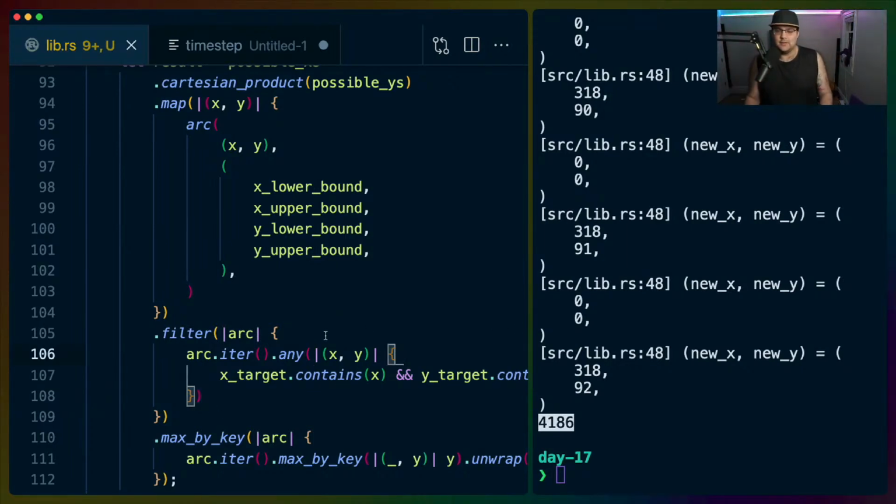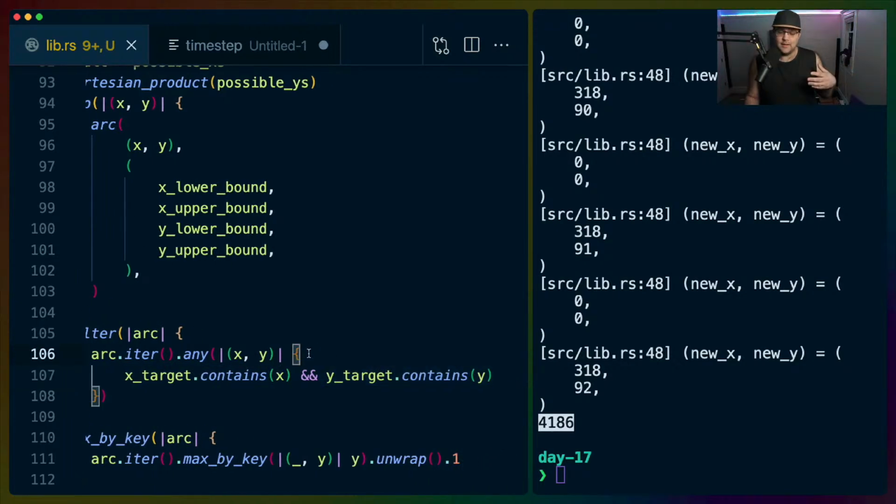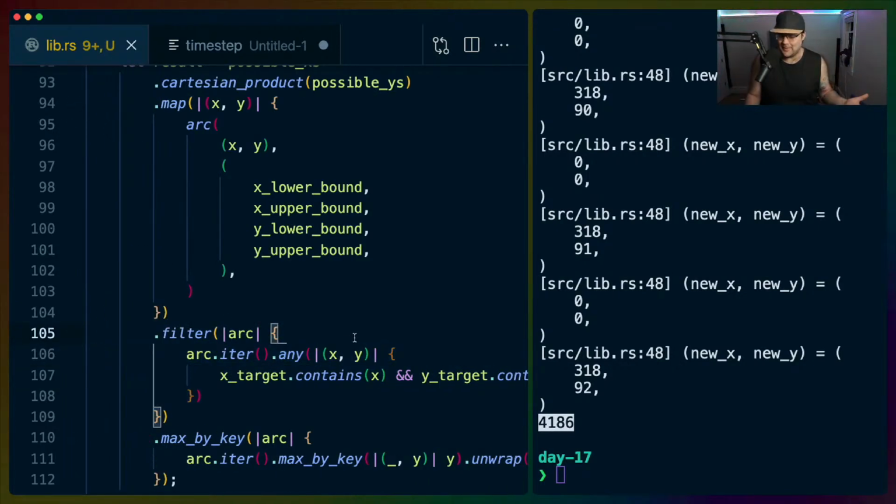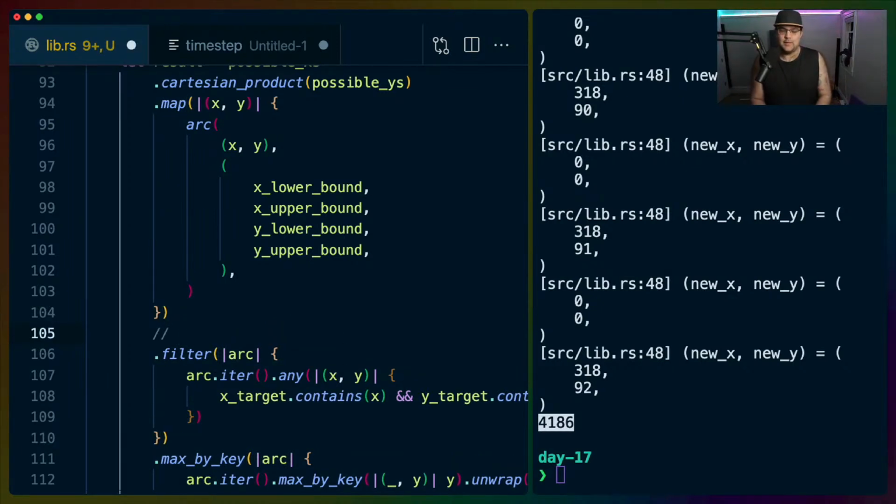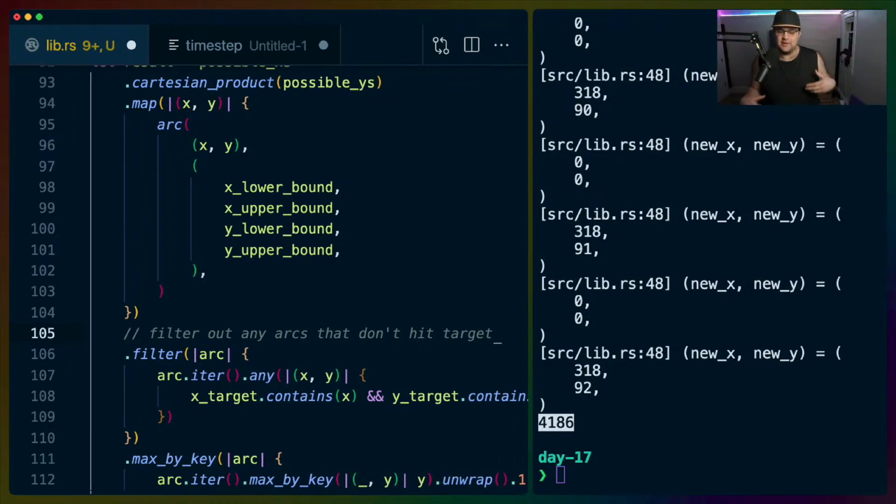Realistically, if I was going to leave this code somewhere or ship it to production, I would have to comment this. You can read this and be like, okay, we're iterating over the arcs. We're looking for any value where the X target contains X and the Y target contains Y. But I don't think that's enough comments. This would need to be like filter out any arcs that don't hit target, right? Because that's what we're intending to do here.